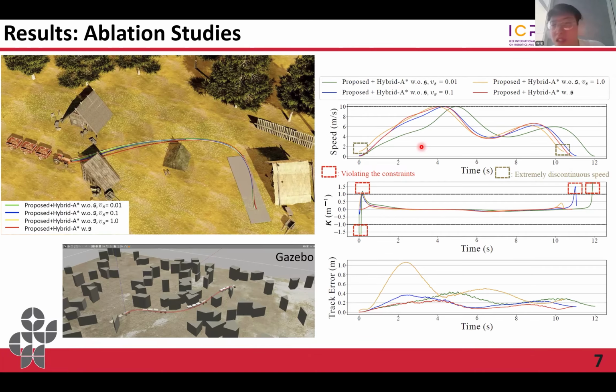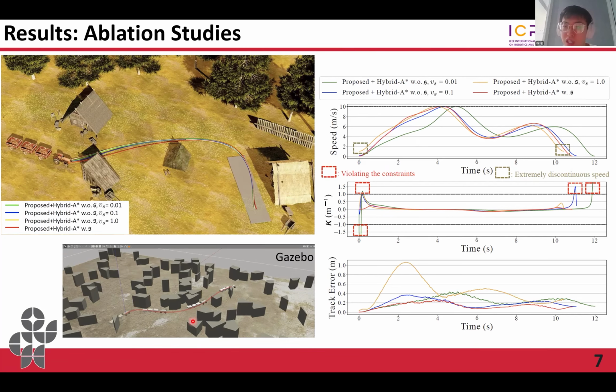We also conduct ablation studies to validate the importance of the selected arc length. Without it, we need a minimal speed constraint Vs to avoid the singularity. But the optimized geometry shows speed constraint violations at the start and the end phases when Vs is too small, and extremely discontinuous speed and large tracking errors when Vs is too big. We conduct the tracking error test using an MPC controller in the demo.